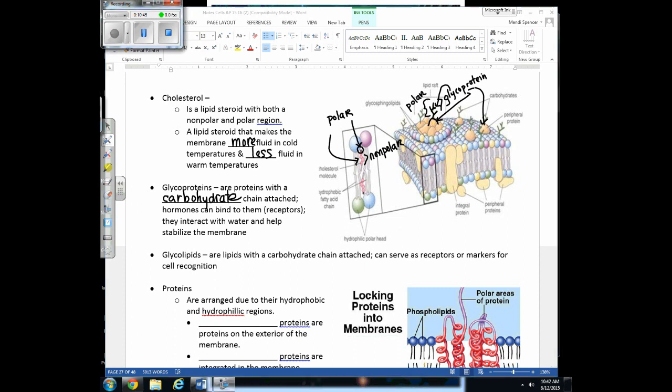Glycolipids are along the same line as these glycoproteins, except you have a lipid with a carbohydrate chain attached. And I can find a glycolipid right here. So you can see that there's a carbohydrate chain and it's attached to the head of that phospholipid. Again, there's lots of different types of glycolipids, but in general, the ones that are embedded in the membrane can serve as receptors or markers for the cell.